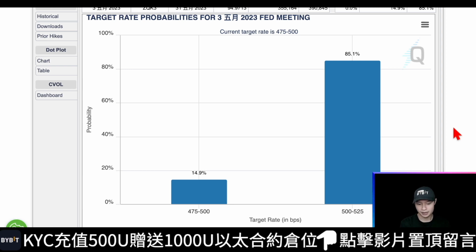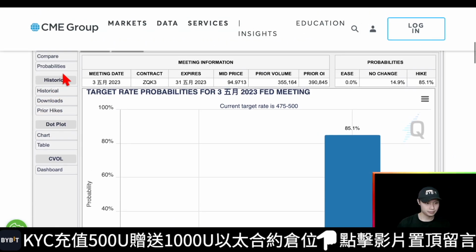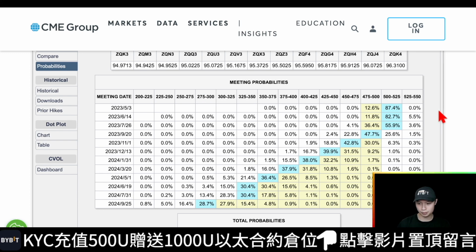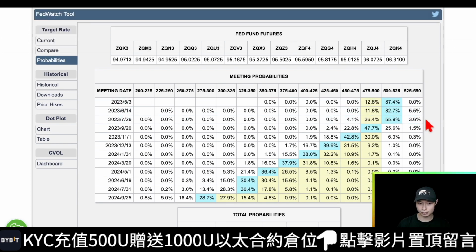What I think is very important this time is that if Fed Chairman Powell speaks, his speech will really affect the market. We can look at the probability part. As you can see, now everyone believes that May 3rd is the last interest rate hike, which is 25 basis points. Then the 5.25% rate will remain unchanged. On June 14th, it'll still be the same. On July 26th, then we will start cutting interest rates.